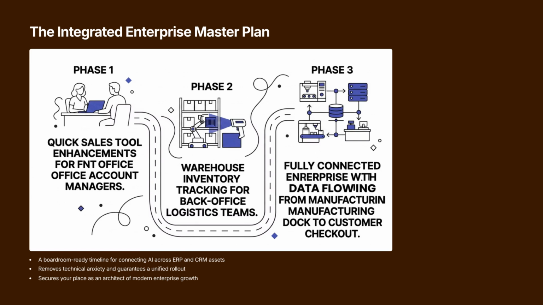You map out a phased deployment, starting with quick sales tool enhancements for the front office account managers, moving into warehouse inventory tracking for the back office logistics teams, and finally achieving a fully connected enterprise where data flows smoothly from manufacturing dock to final customer checkout via natural language interfaces.